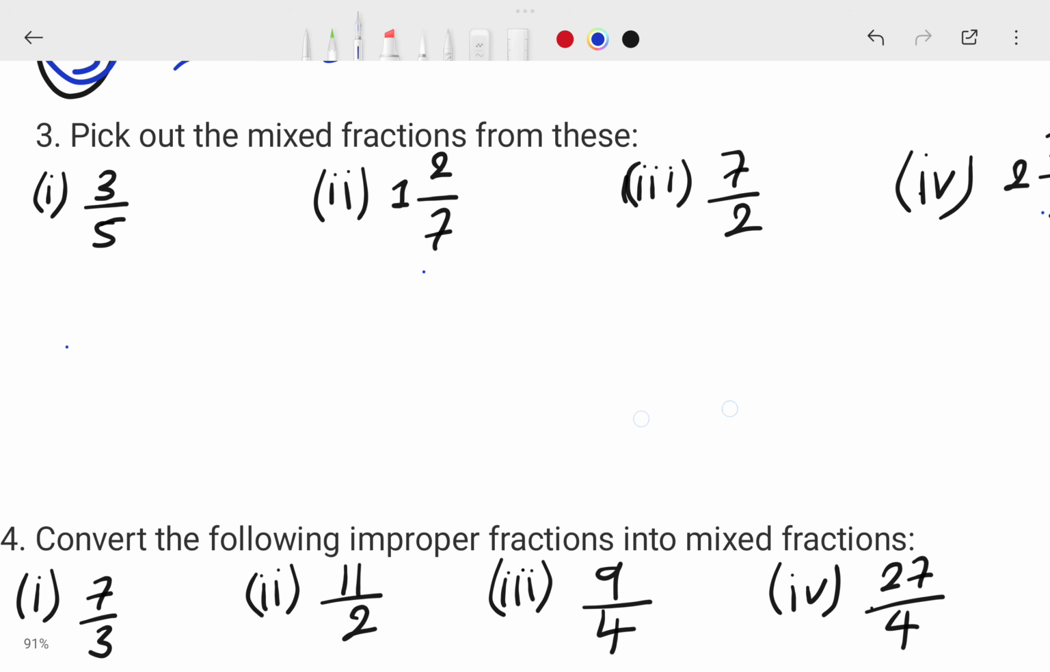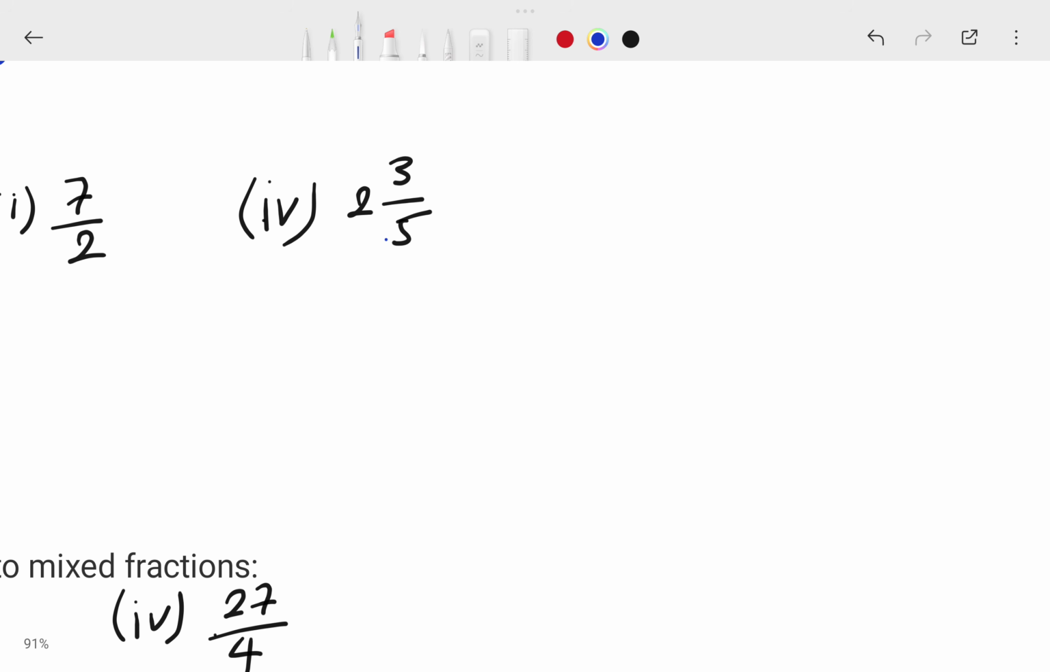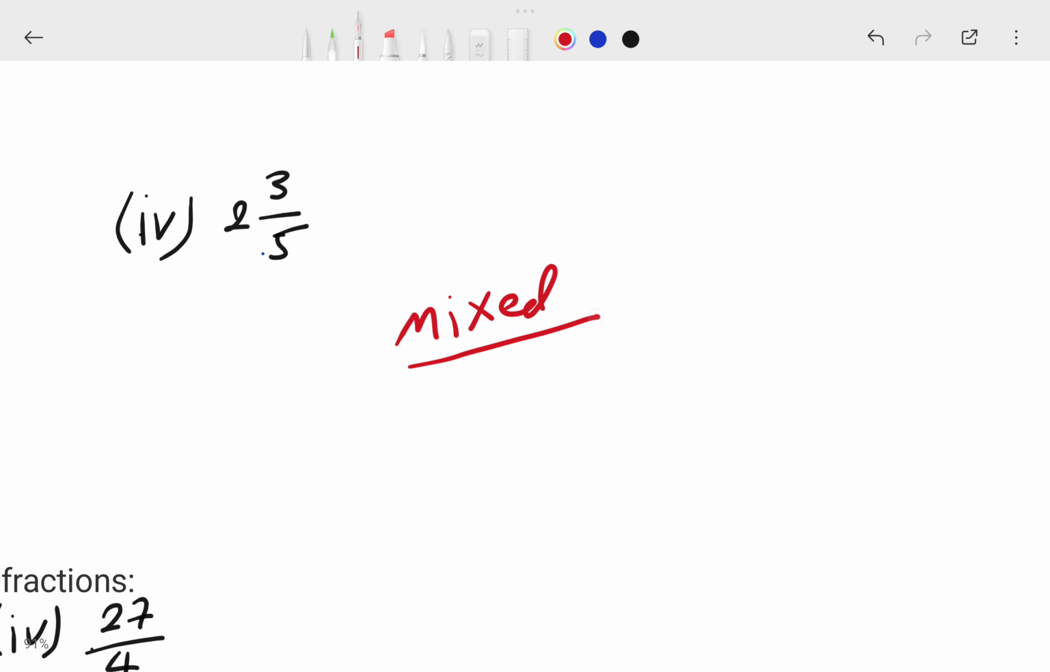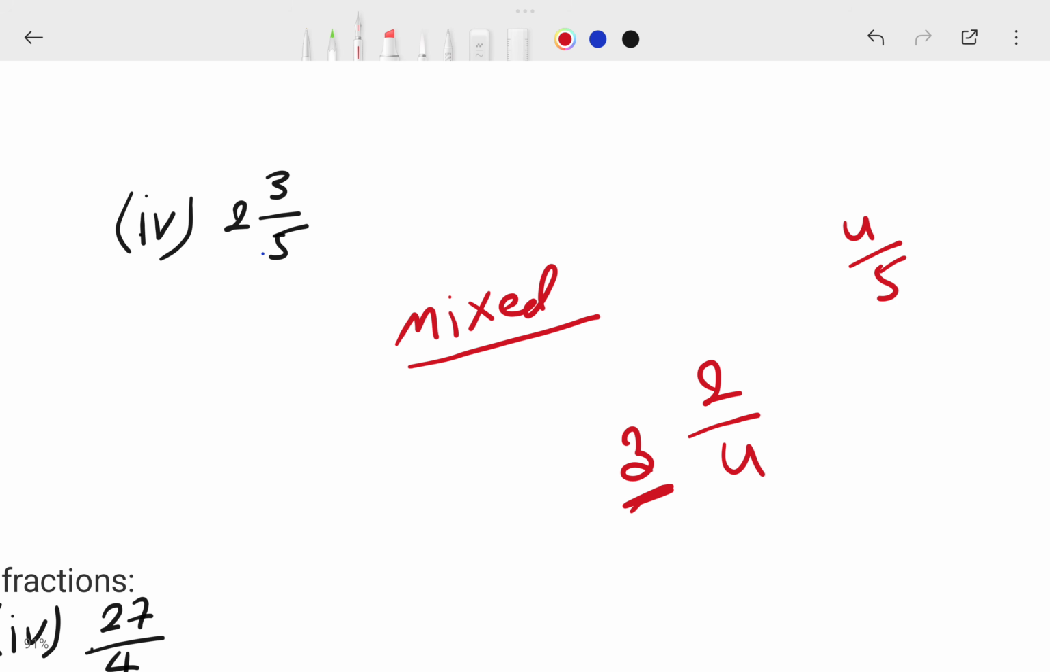So now let's talk about picking out the mixed fraction. We have to pick out the mixed fraction, so let me discuss it. What is a mixed fraction? A mixed fraction always looks like this: this is 2 and this is 4. This is actually a proper fraction, and if you put a number in front like that, it becomes a mixed fraction. A mixed fraction has this particular extra number. This is a mixed number, this is a mixed fraction.